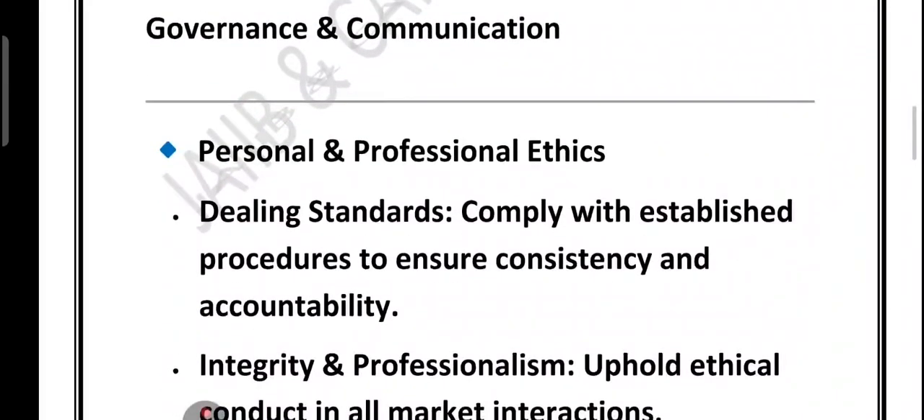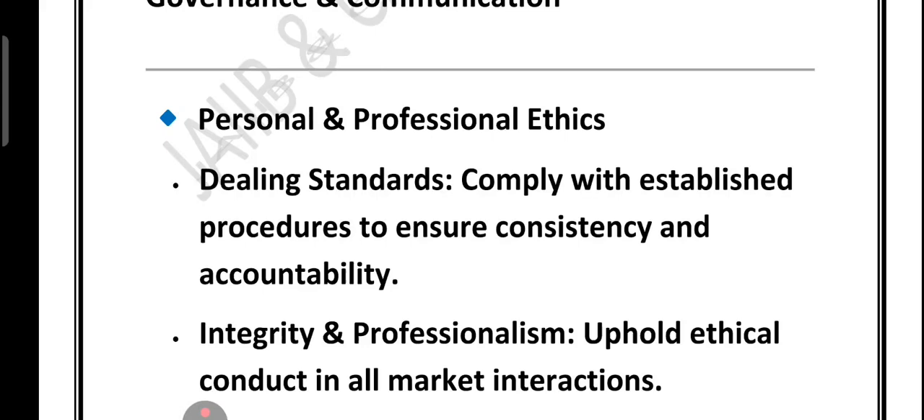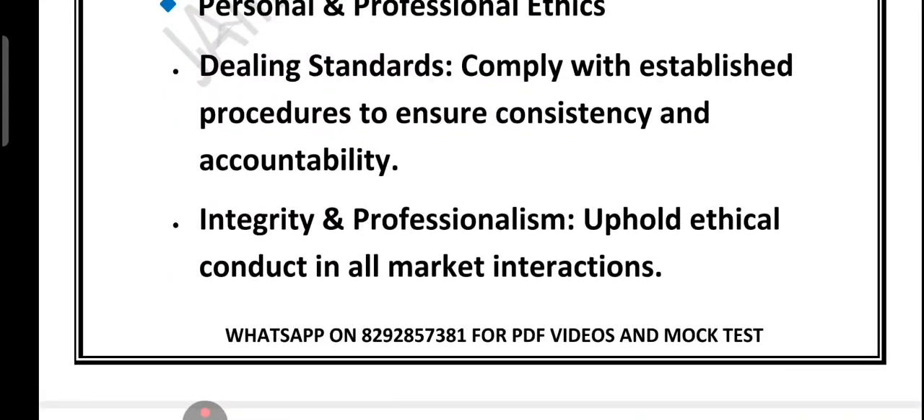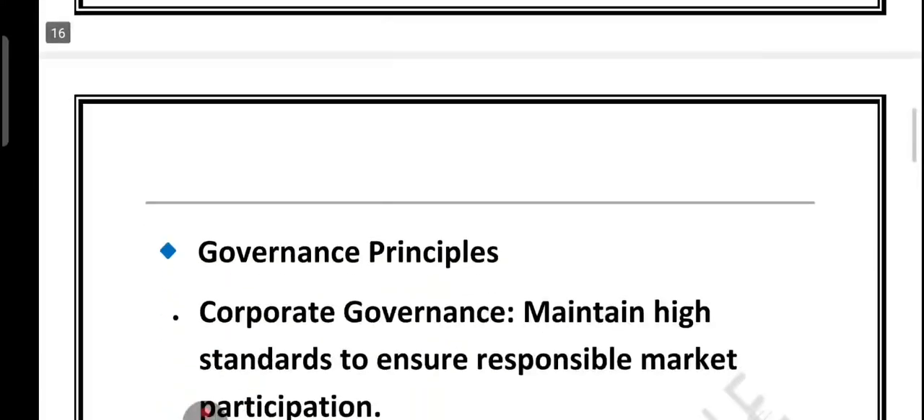Now, then we have personal and professional ethics. So, all market participants must follow established dealing procedures to ensure consistency, accountability and reliability in every transaction. They should also uphold integrity and professionalism.